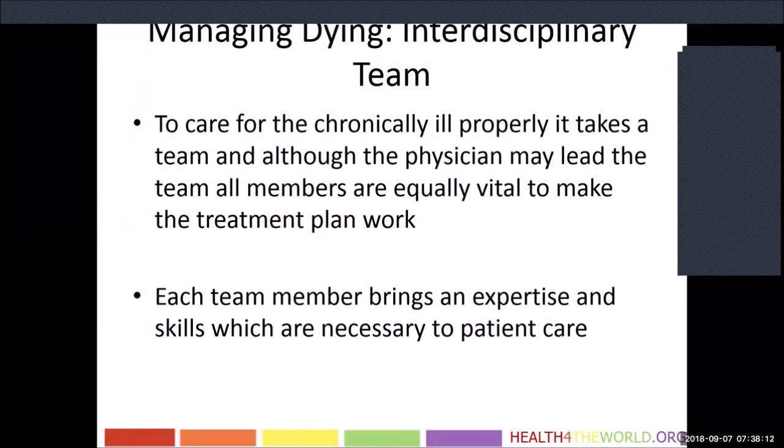It's almost impossible to serve all of the needs in the room. The physical part we usually take care of. I just find that it's the other parts, which are just as important, that get neglected when we don't have teams. And all team members are of equal and vital importance to make the plan work, because they all bring expertise and skills which are necessary to patient care.